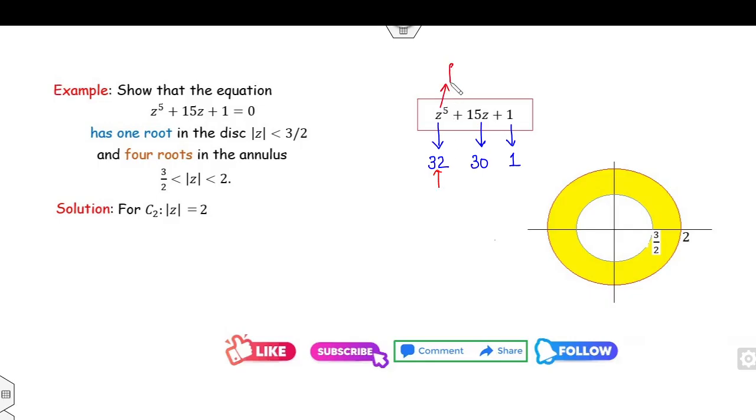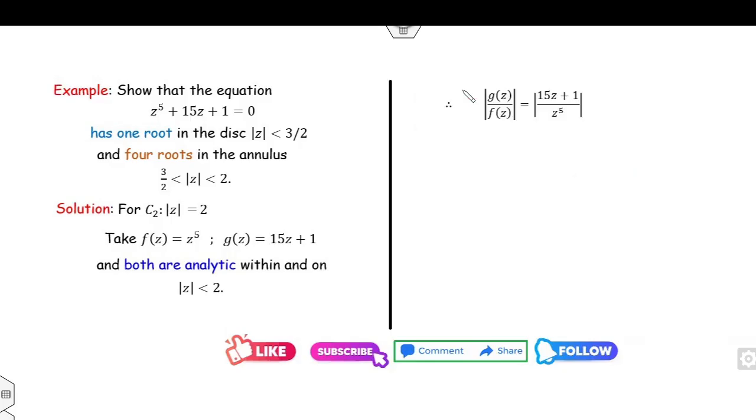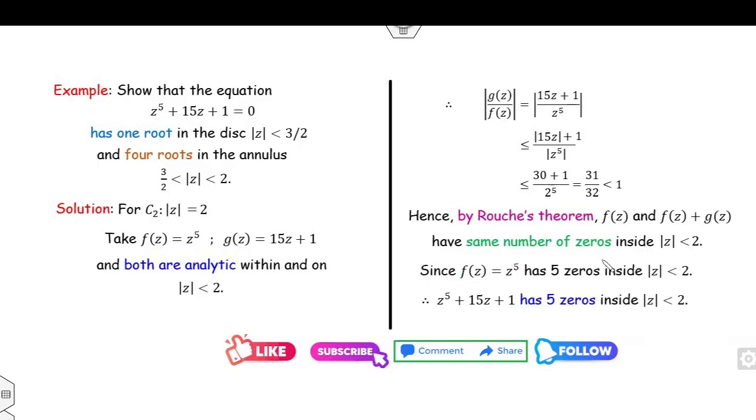So f is my z raised to power 5. And also you can see 30 plus 1 is less than 32. G is my remaining things. You can calculate this ratio, and you can easily see this number is 31 divided by 32, which is less than 1. Again, by using the Rouche theorem, both have the same number of zeros. But can you find the roots of f of z? It is of degree 5. Therefore, f of z has 5 zeros. This implies the given function also has 5 zeros inside the circle.